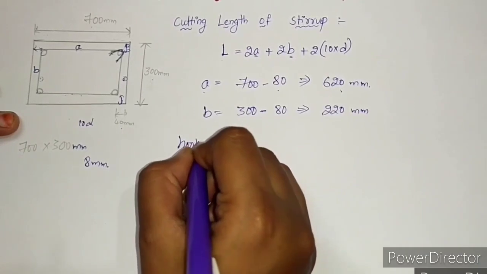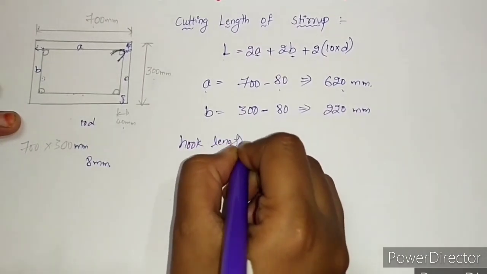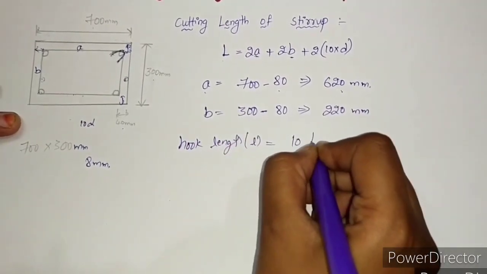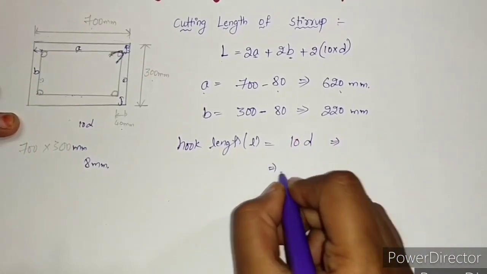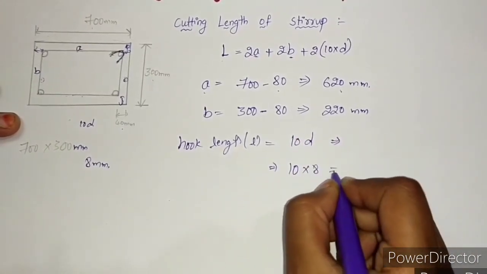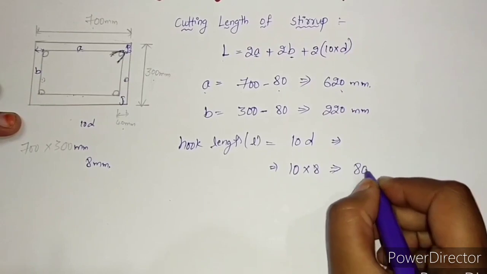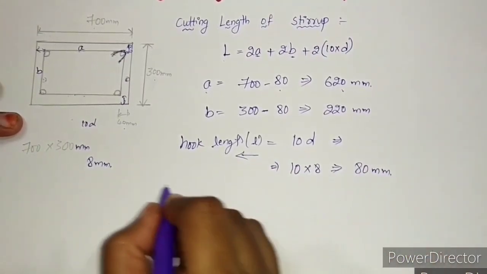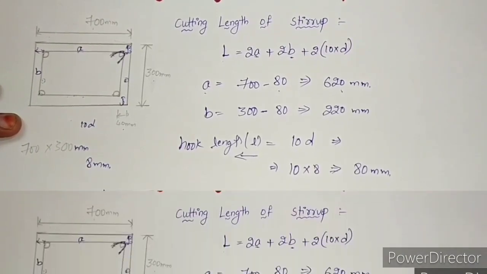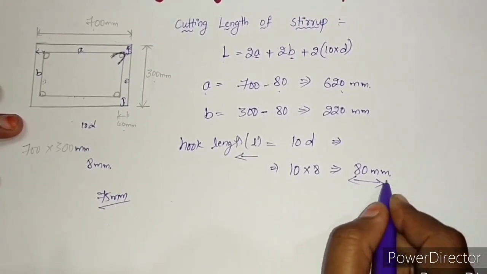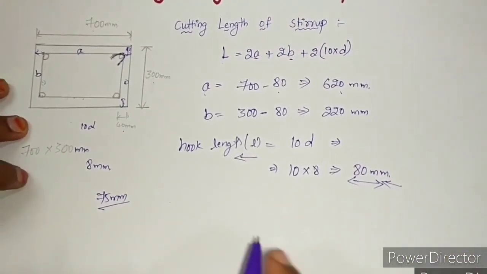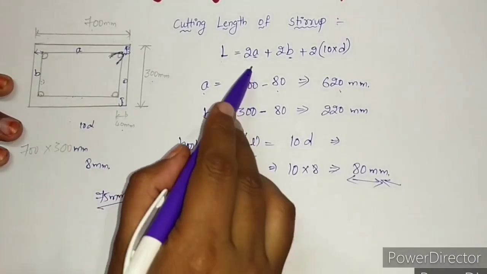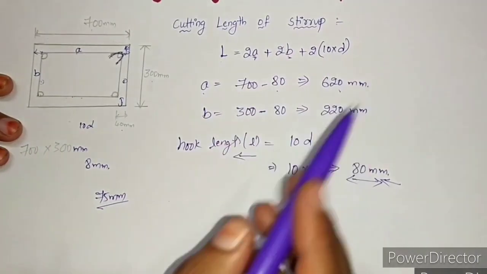Now the hook length, that is small l, 10d. 10 into dia is 80 mm. The hook length should not be less than 75 mm. Here we got 80 mm, so we are providing an 80 mm hook length. Now we have the small a value, b value and hook length.